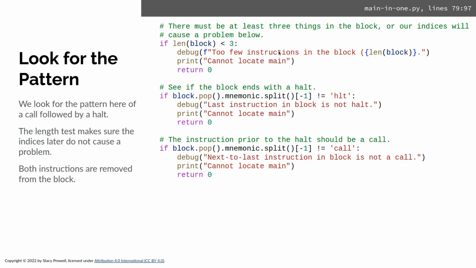I check to see if the block ends with a halt. So I go to block, I pop the last thing off, I get the mnemonic and I look at the end of it. And if it's not halt, then it doesn't match my pattern and I give up. Then I pop the next thing off of it. And if it's not call, I give up. And so at this point, I've either given up or I've matched the pattern.